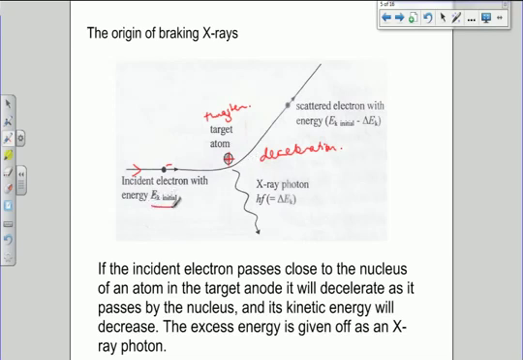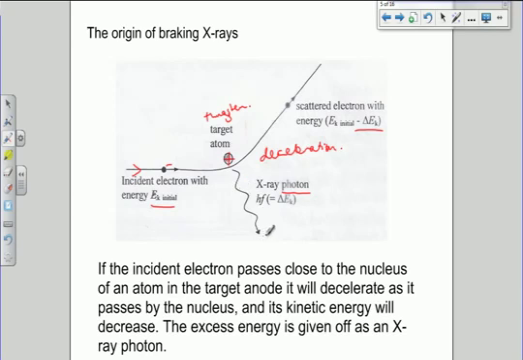Now initially the electron had a certain amount of kinetic energy, here called EK initial, the initial kinetic energy. As it passes the tungsten atom and is decelerated, it will lose a certain amount of kinetic energy, the change in kinetic energy denoted here by delta EK. So what happens to that kinetic energy that the electron has lost? Well, it's given off as a photon. There is an interaction with the electric field, and as the electron decelerates, a photon is given off.